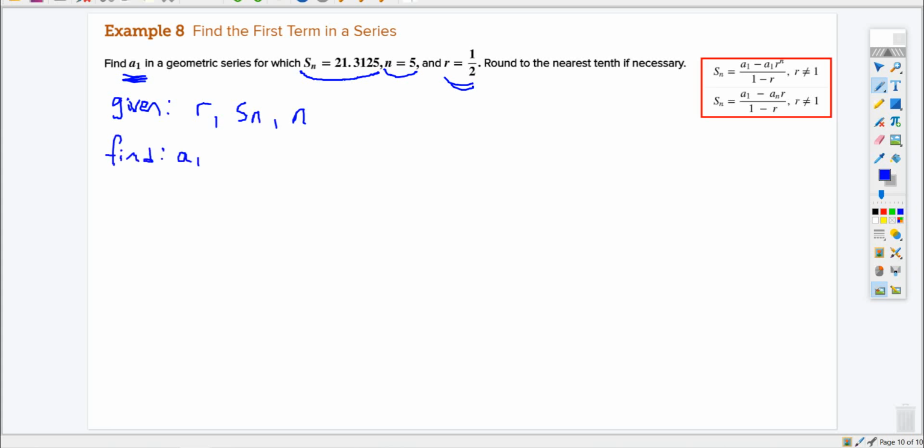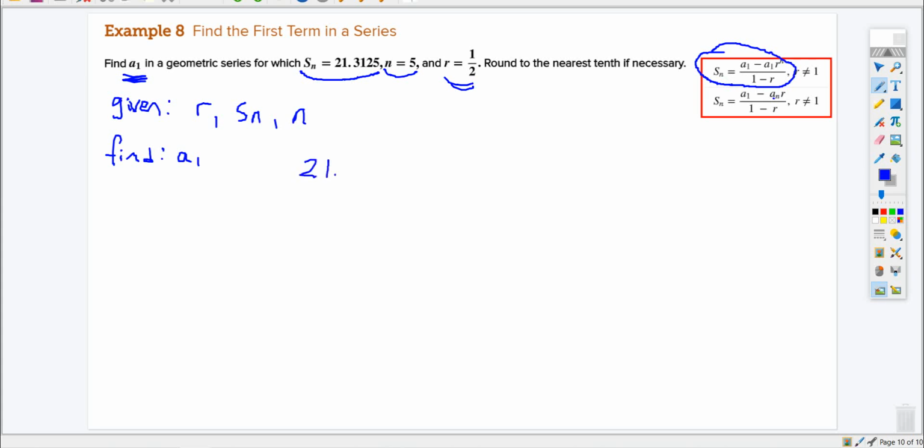Let's see which formula this is going to best fit. We have r here in the first formula, we have n, we have Sn. So we can definitely use this one. The only difference between the first formula and the second one is an, but we are not given any an, so it's better to use the first formula here. We know Sn, we know r, we know n. We are just looking for A1. Okay, so let's get started.